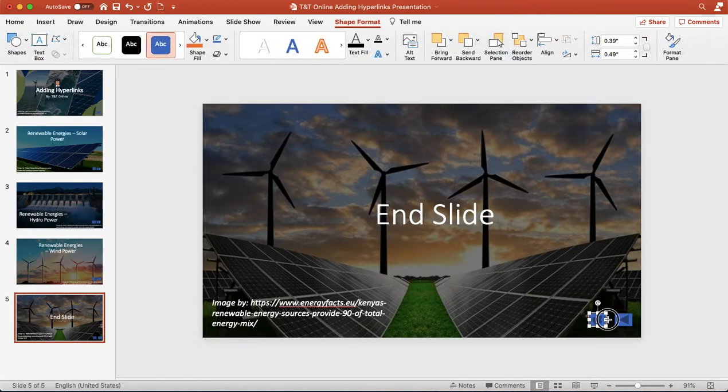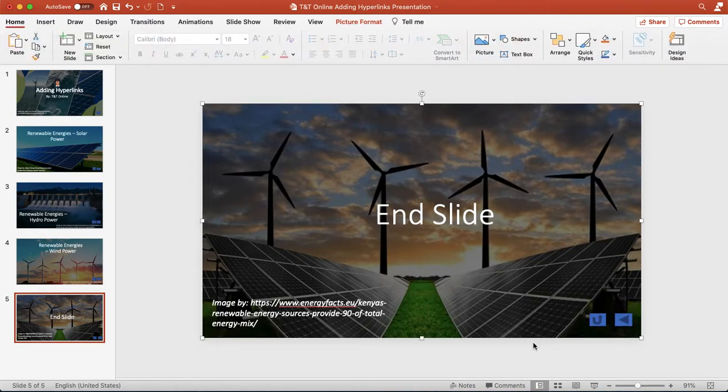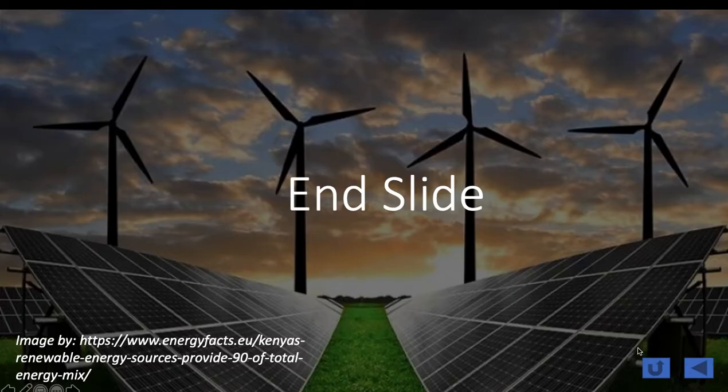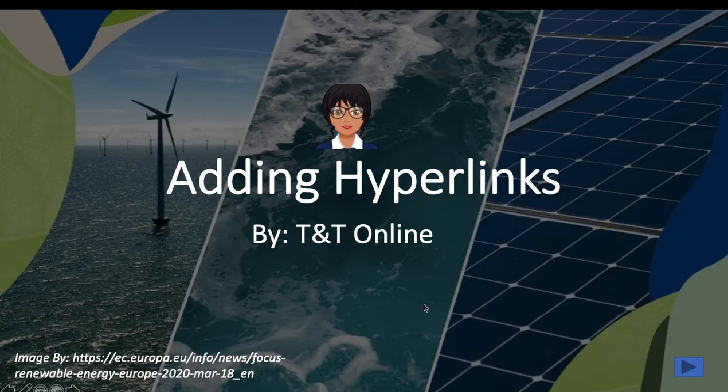Alrighty. So now, when I reach my end slide, I should be able to click this action button, and it allows me to start all over again. So let's see it. I'm going to slideshow, and I'm going to preview it, and now I'm going to click it. Correct. It carried me back to the first slide.